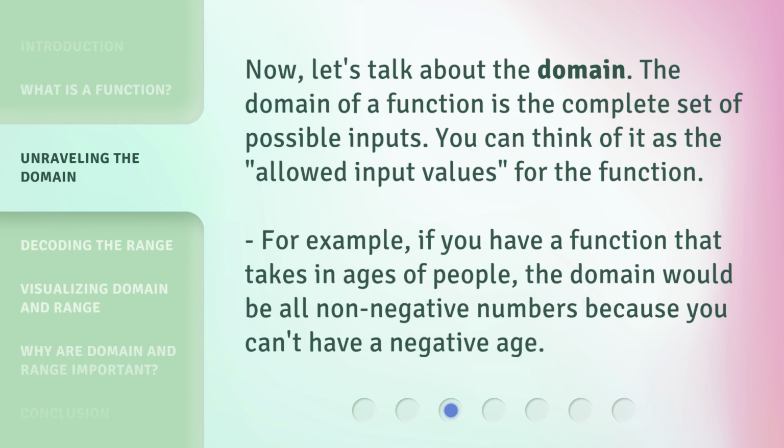Now, let's talk about the domain. The domain of a function is the complete set of possible inputs. You can think of it as the allowed input values for the function. For example, if you have a function that takes in ages of people, the domain would be all non-negative numbers because you can't have a negative age.